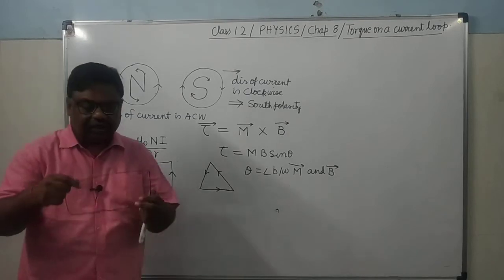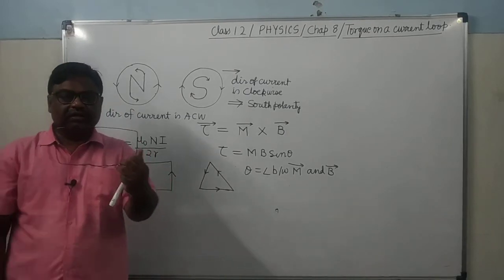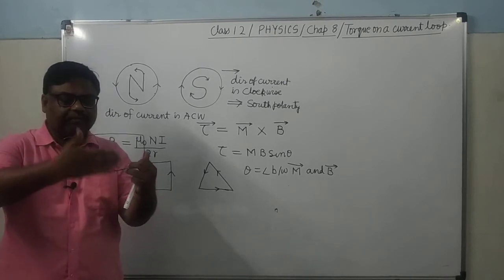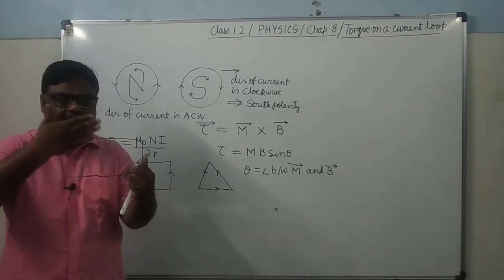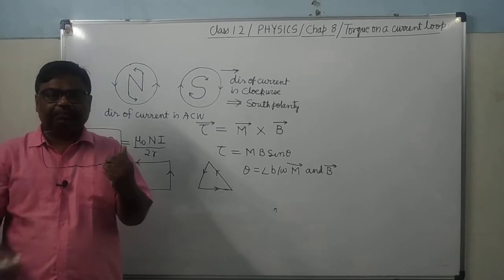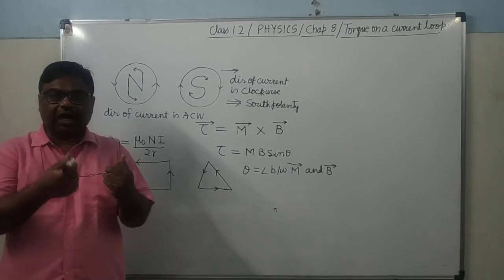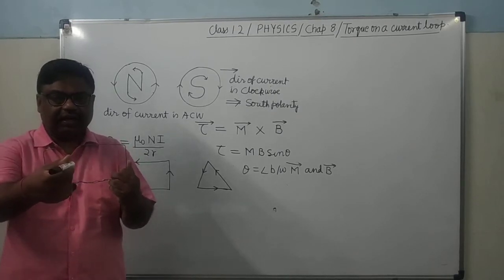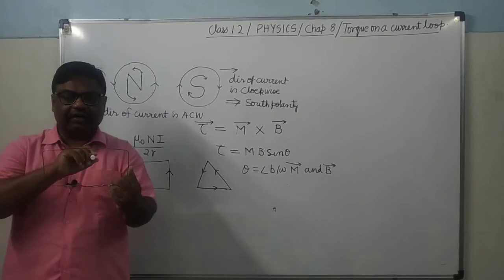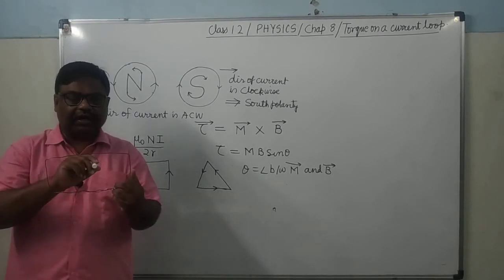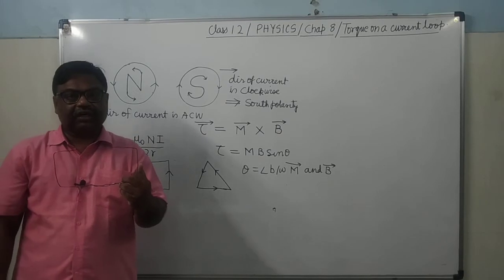Suppose this is a rectangular coil. So what is the plane of the coil? This thing is the plane of the coil. So the magnetic moment will always be normal to the plane of the coil. It will be either directed in that direction or directed towards me. Either it is directed towards you or towards me. It is clear?